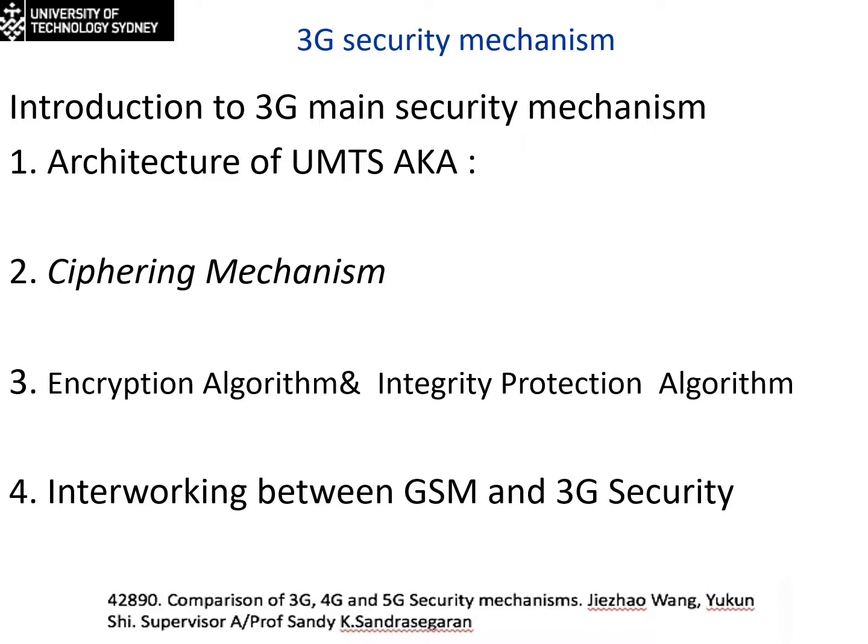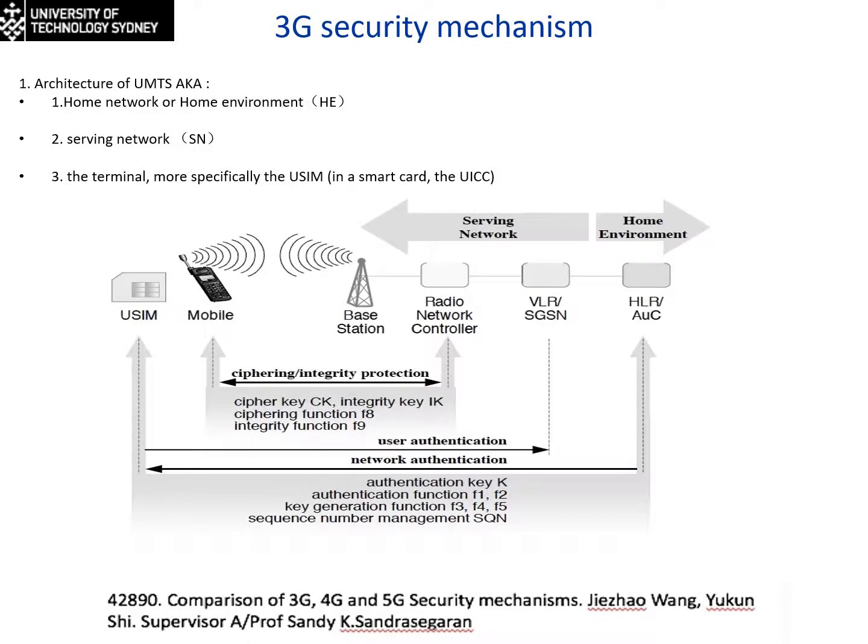This section shows the content of the 3G. The AKA of UMTS consists of three parts. The first part is the home environment. The second part is serving network, and the last part is the terminal.